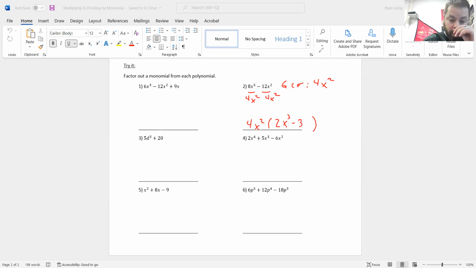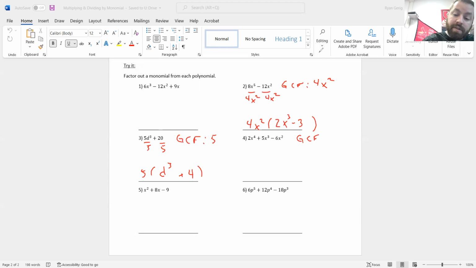Okay, we go a little quicker with 3, 4, 5, and 6. The GCF on number 3 is 5. Can't take any d's out. I'm going to put that 5 right there. Divide both by 5. 5d to the 3rd divided by 5. The 5's cancel. I'm left with just d to the 3rd. 20 divided by 5 is 4. Boom. Done.